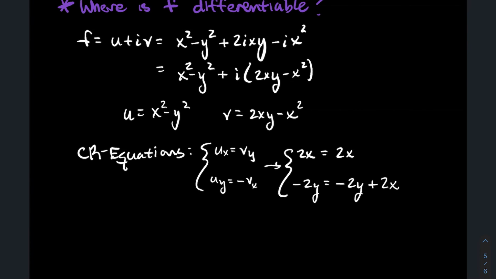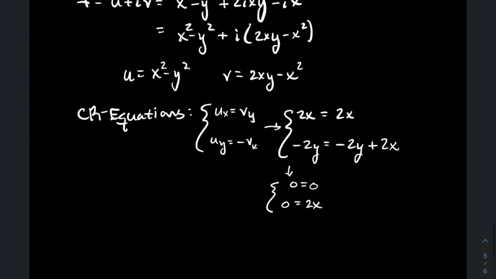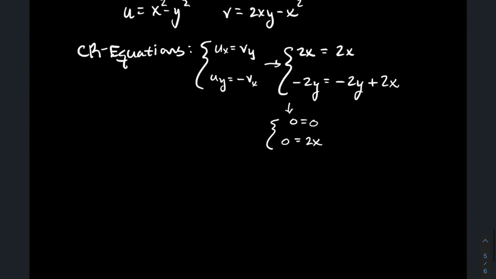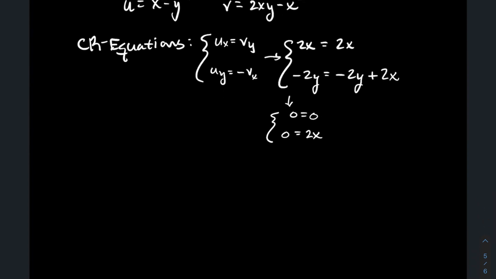But then you've got to distribute the minus sign through, so I just change the signs. So I get minus 2y plus 2x over there on the right side. And what we're going to do is maybe simplify that system one more step of the way. Top equation is really 0 equals 0. Bottom equation is 0 equals 2x.